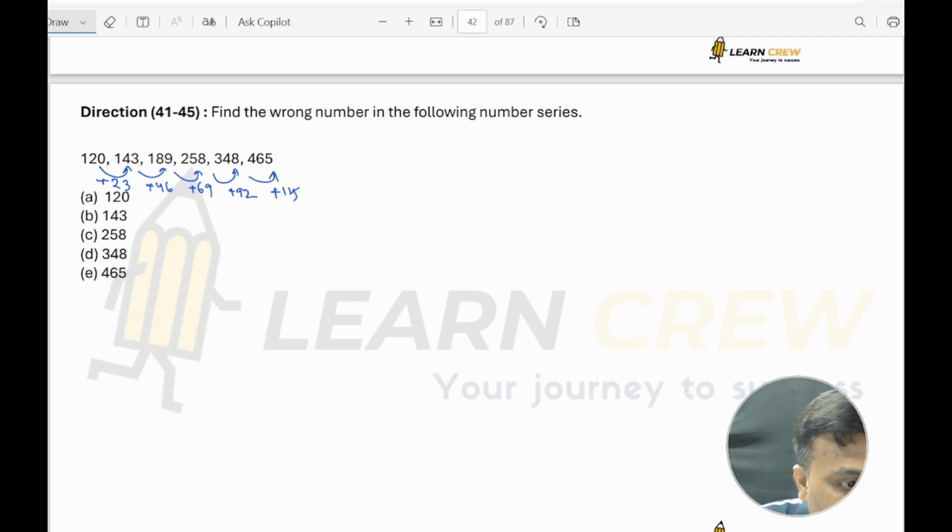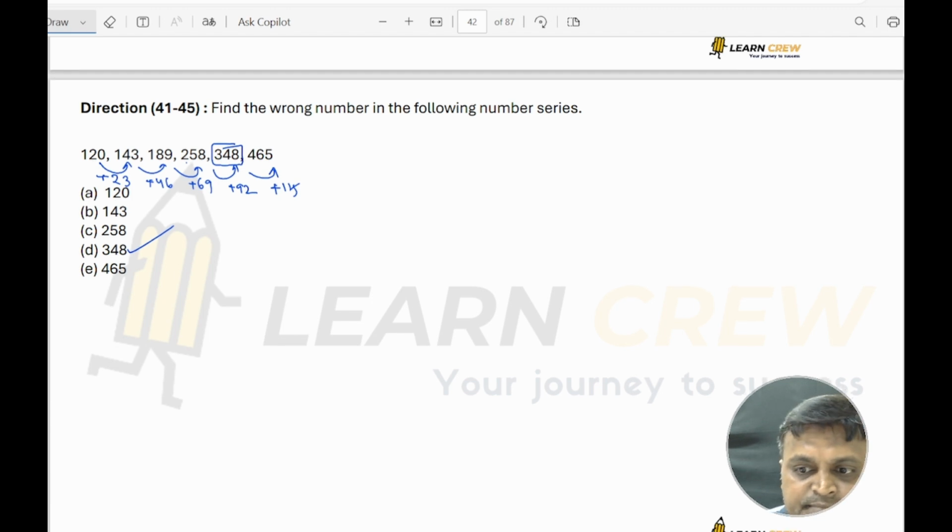This is the logic. So where the logic is not satisfying: 258 plus 92 is 350. Here we have the option 348. So 348 is wrong, this is the wrong number. Here you must have 350.